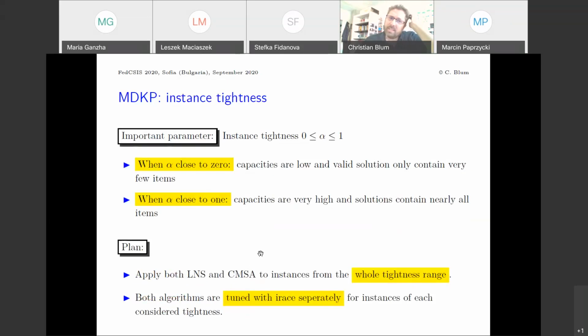Okay, so we generated a whole range of different instances, which depend especially on a parameter alpha, a parameter between 0 and 1. If alpha is close to 0, I get instances where solutions are very small, so solutions contain only few items, and when alpha is close to 1, I generate instances where solutions are very large. We generated instances over the whole range, and we tuned both algorithms' parameters separately for each value of alpha.